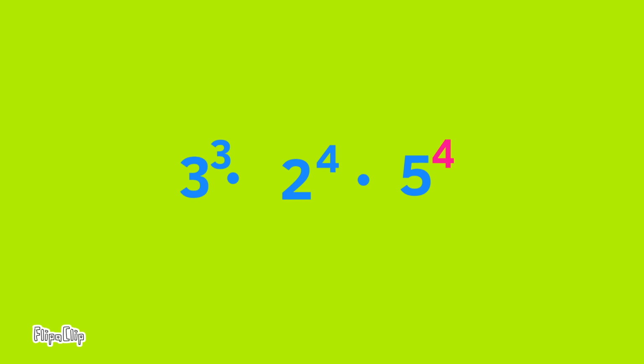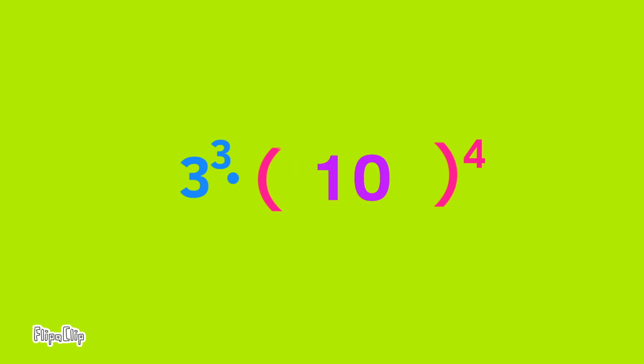I know that 2 to the 4th power times 5 to the 4th power is 10 to the 4th power. To illustrate why, I can take their common factor, the power of 4, and put it outside the parentheses. And 2 times 5 all to the power of 4 is equivalent to 10 to the power of 4. Now the expression looks a little bit different. 3 to the power of 3 times 10 to the power of 4.